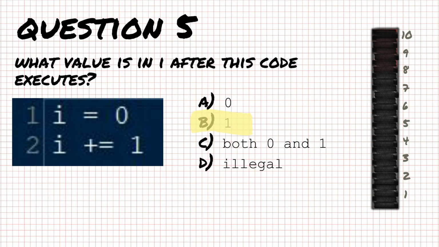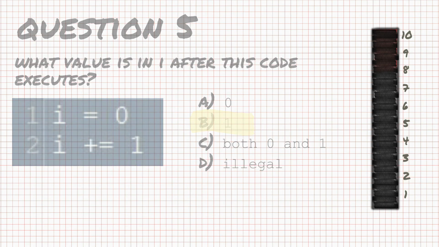The answer is B, 1. The first line gives I a value of 0, and the second line adds 1 to the current value in I and stores the result back in I, giving I a value of 1.